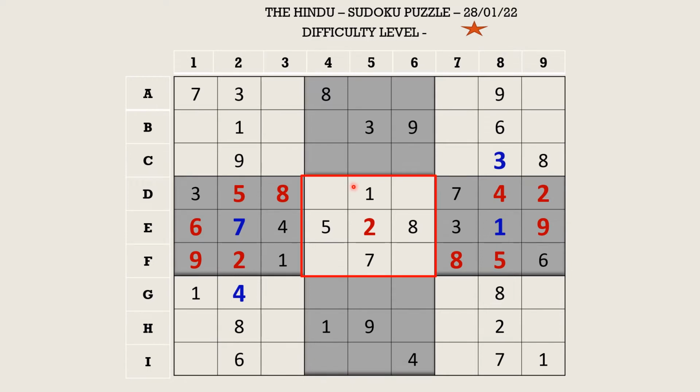Let's try to fill the central block. There is a 9 in column 6 which blocks these 2 cells. There is a 9 in F row which blocks these 2 cells. So D4 takes 9. There is a 4 in column 6 which blocks these 2 cells. So F4 takes 4. There is a 3 in row D which blocks this cell. So F6 takes 3 and the only missing number is 6.